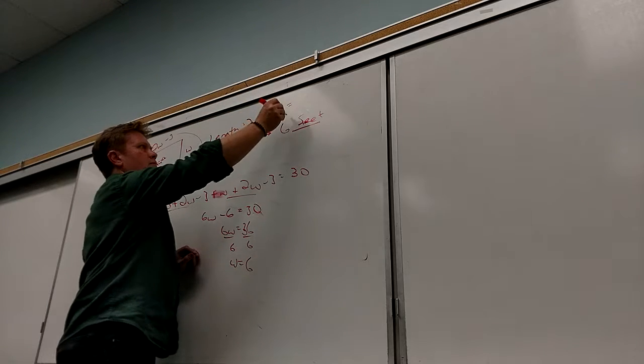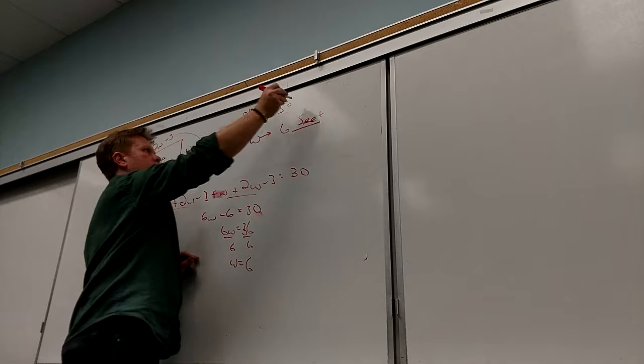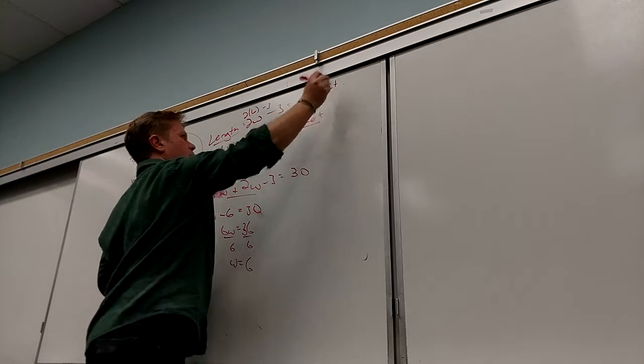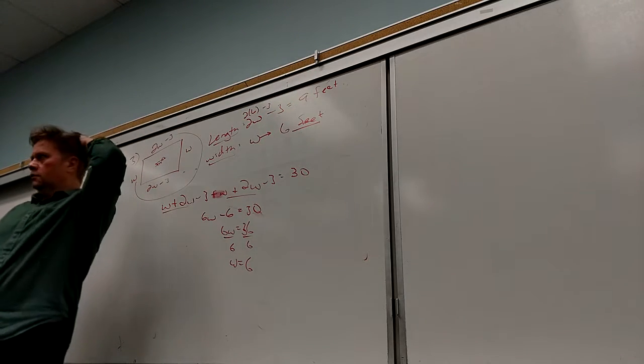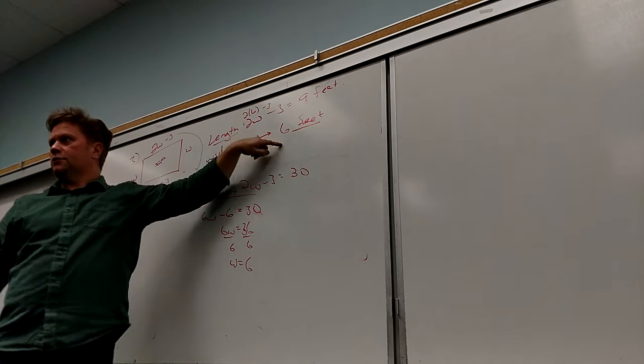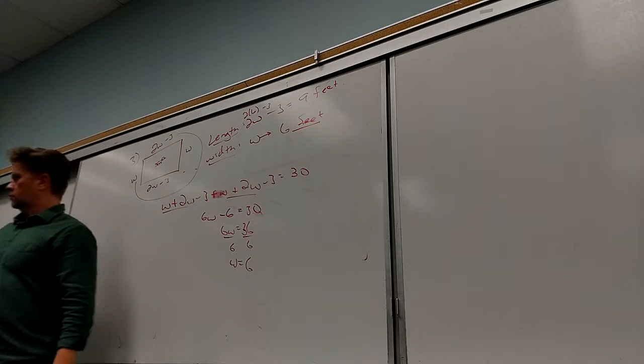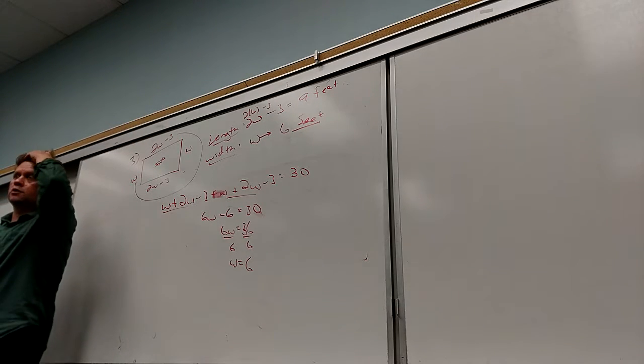And what's the length then? 9. Yeah, it'd be 2 times 6 minus 3. 12 minus 3 is 9 feet. How do you check yourself? 9 and 6 plus 9 and 6 should be 30, and it is. 15 and 15 is 30. Sweet. So you can always check at the end, make sure it does what it's supposed to do.